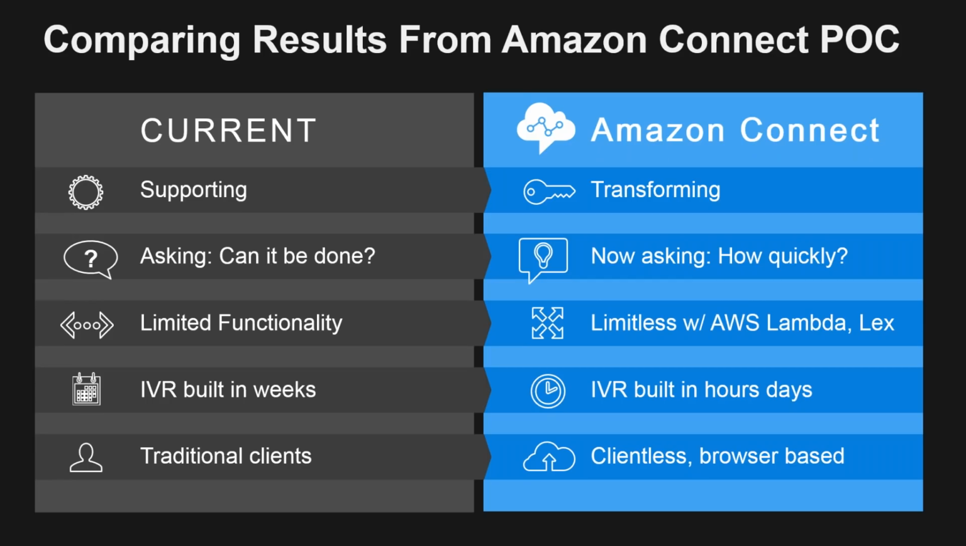With AWS and Lambda, they could connect to back-end systems. They could create natural experiences. They went from having to build IVR applications in weeks to now hours and days. And they were able to move away from traditional clients and being tied to physical hardware, to having a clientless browser-based solution, which allowed them to implement a contact center anywhere.